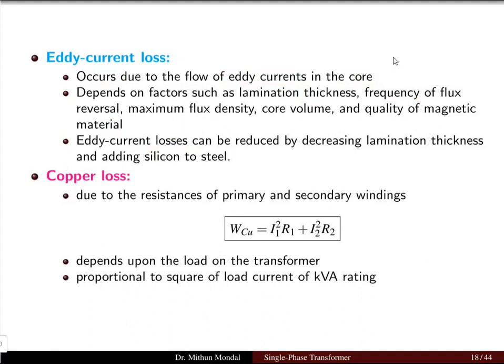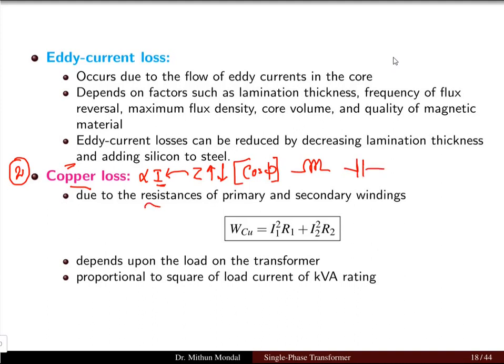The second broad category of the losses classification is the copper loss, and this is a variable loss which basically depends upon the current. Current is dependent on the load. So when we change the load, increasing or decreasing, the current changes, hence the copper loss also changes. Moreover, the power factor, that is cos phi, is also variable depending upon whether the load is inductive in nature or capacitive in nature.